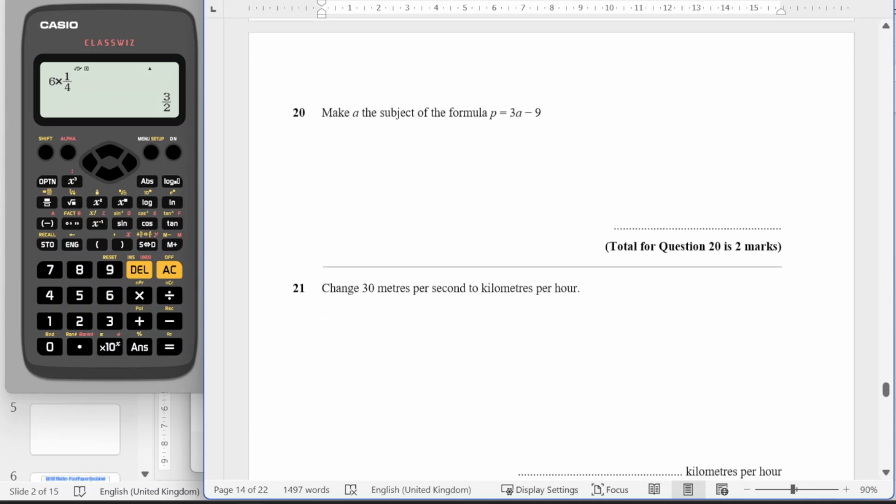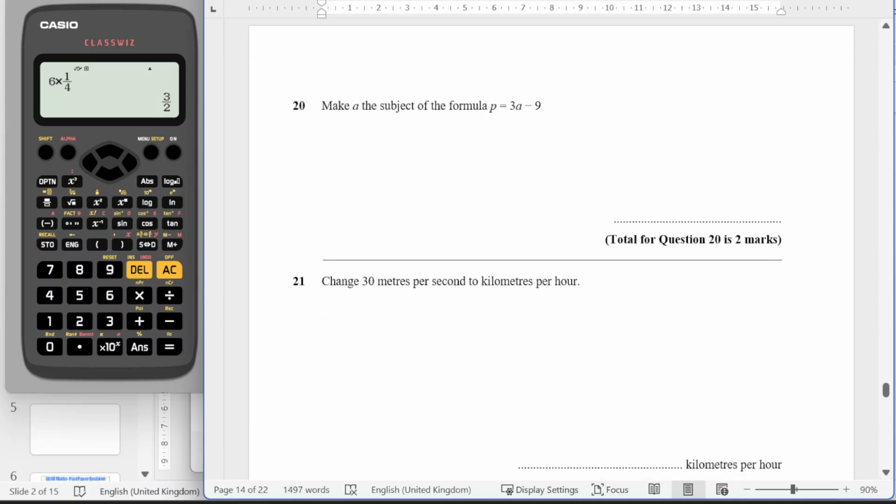Okay, question 20, make A the subject. So to make A the subject, I'm going to start by adding 9 on both sides. So P plus 9 is equal to 3A, then divide both sides by 3. I would get A is equal to P plus 9 divided by 3, and I would leave it like that.